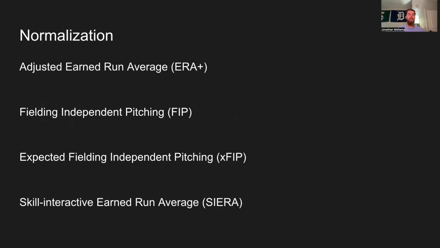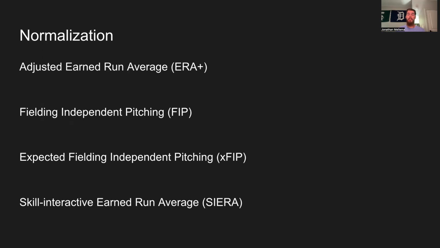First off, we have adjusted earned run average, otherwise known as ERA plus or adjusted ERA. ERA plus takes a player's ERA and normalizes it across the entire league. This takes into account different things like the ballparks, say Coors Field, which is a really high run environment, or Comerica, which is just spacious, or even Yankee Stadium, which is smaller. So it's able to adjust for the ballpark and the opponents that are played, and it adjusts it to a score of 100 as average for the league.